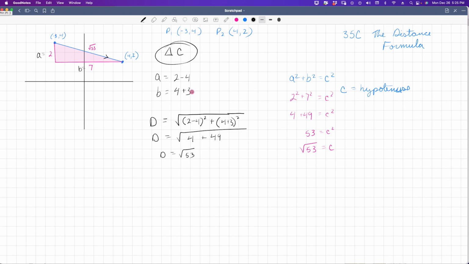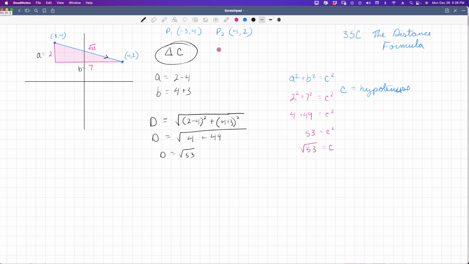Remember, we always said it doesn't matter which one you pick for A, which one you pick for B. So it doesn't matter whether you put in the X's or the Y's or the Y's or the X's. Doesn't matter. 4 plus 49 is the same as 49 plus 4 because of our commutative property of addition. So A can be B and B can be A, just as long as you keep the X's and the Y's together. You wouldn't want to say 2 plus 3 and 4 minus 4 because that would be messed up. You want to make sure you put the same coordinates together.